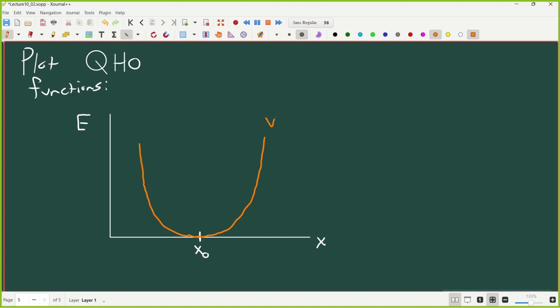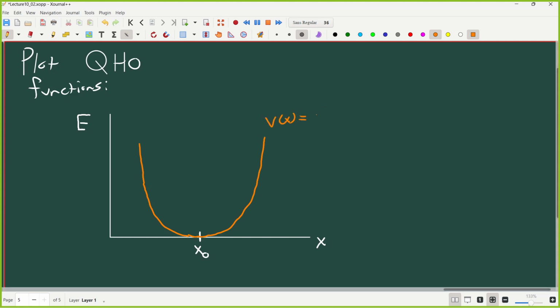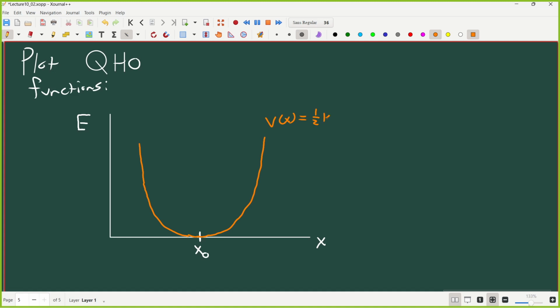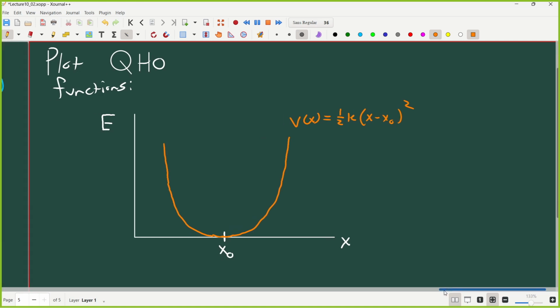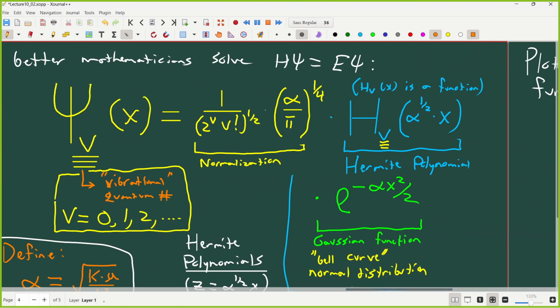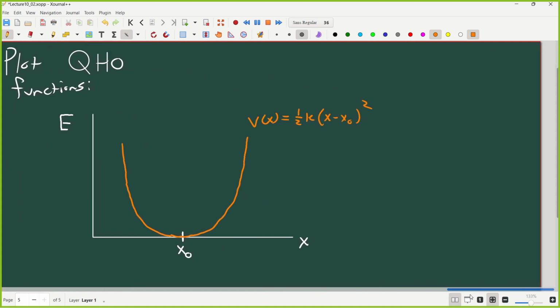So this function again is V of x equals 1/2 k (x minus x naught) squared. Now what I want to do is draw my energy levels and my wave functions for each of the v's. But here's a problem. I'm just going to go back a page. You don't have to write anything in. I haven't talked about the energies yet, just the wave functions. So we have these complicated wave functions we need to look at, but what are the energies of each of these states? Before we do that, let's think about that for a second.